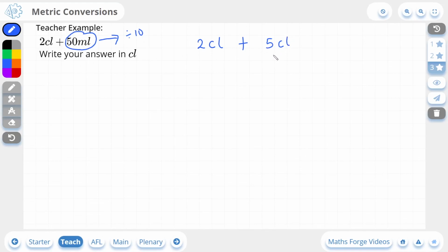And now we can go ahead and do the calculation. 2 centiliters plus 5 centiliters will give us 7 centiliters. And if we check our answer, there it is. And that's it for the lesson on metric conversions. It's very important for you to learn and remember your conversion charts. Once you've committed them to memory, answering the questions is just a matter of practice.